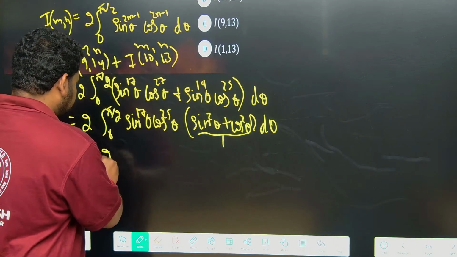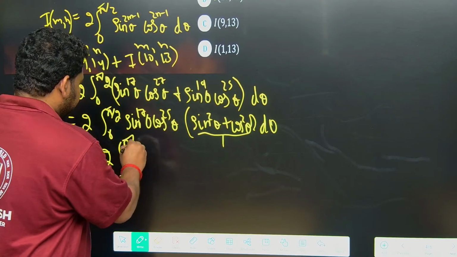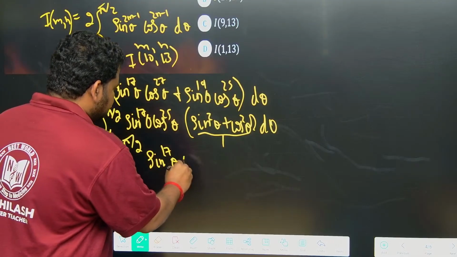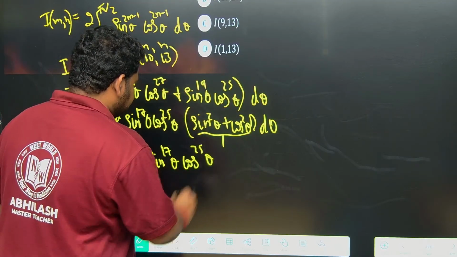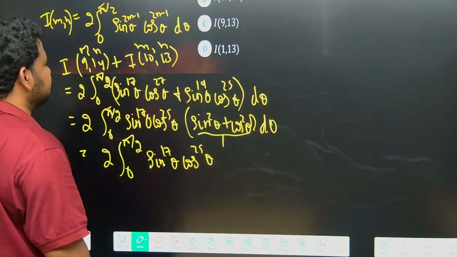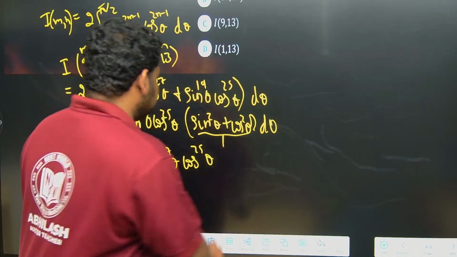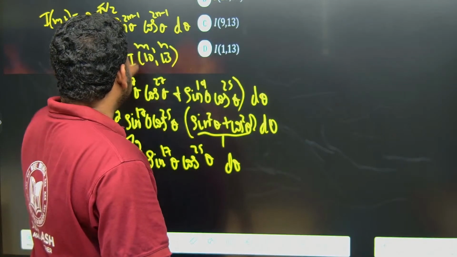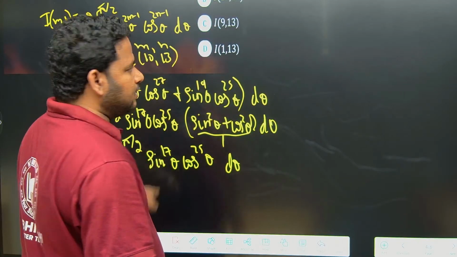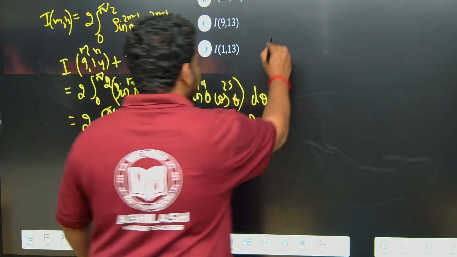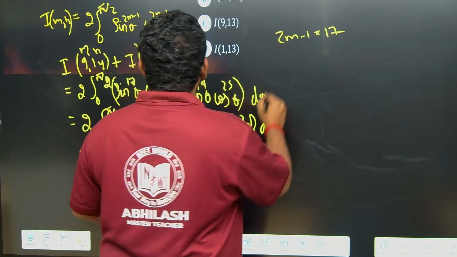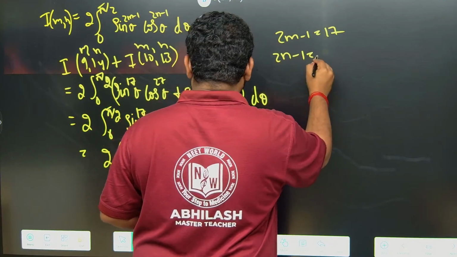So, this will become 2 times integral 0 to pi by 2 sin power 17 theta into cos power 25 theta d theta. Now I have to compare the options and see. What I got here is 2m minus 1, I got 17. And here 2n minus 1, I got 25.